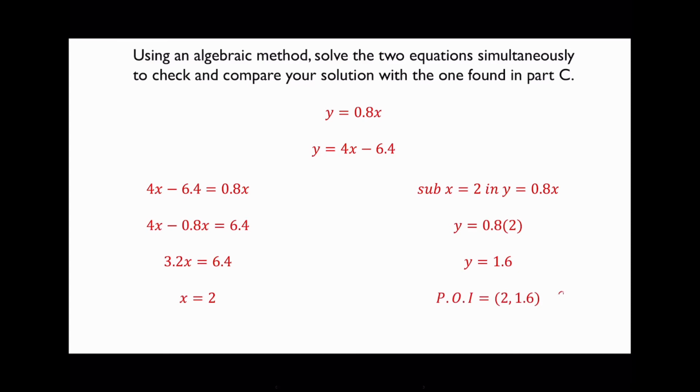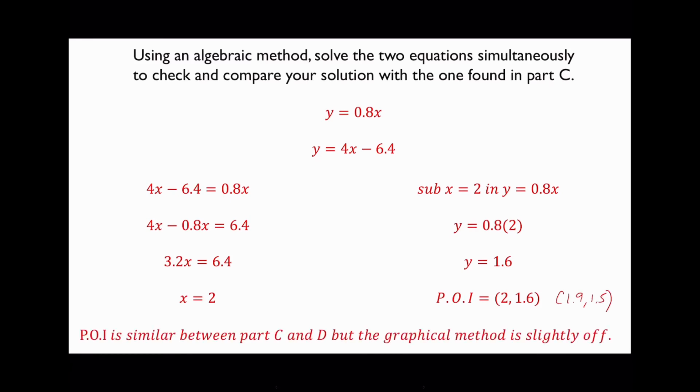Previously, I said that my point of intersection was (1.9, 1.5). So this is similar, but as I said earlier, if you use the algebraic method, which is solving using simultaneous equations, obviously this is going to be a lot more accurate.